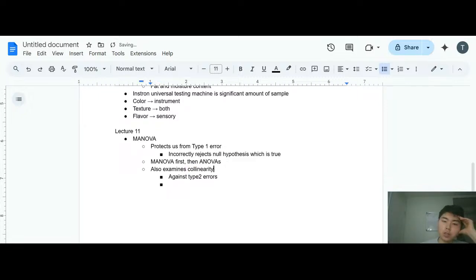Collinearity. And then, okay, MANOVA is enough. This F statistic is important for ANOVA and MANOVA, right? And data matrix, okay. The principle, I don't know the principle, so I just skip it.